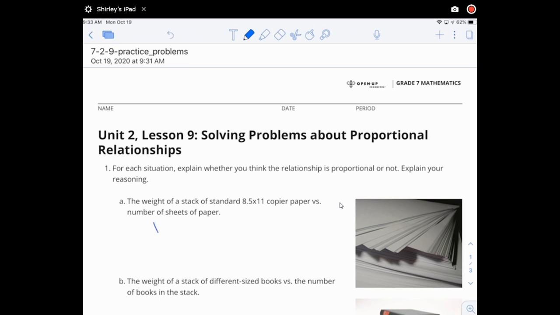So yes, weight is proportional to number of sheets of paper.